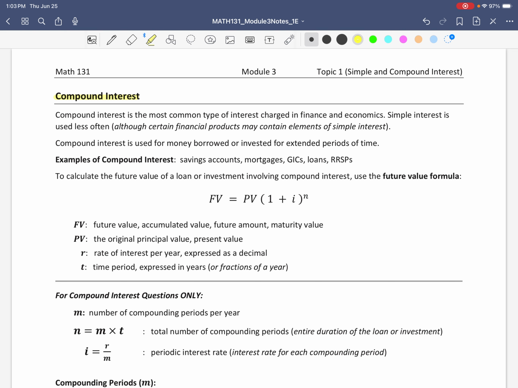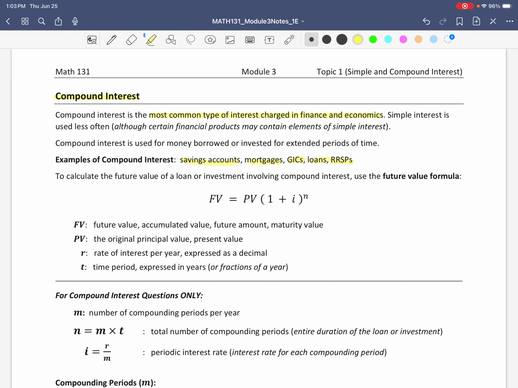Compound interest is the most common type of interest charged in finance and economics. Simple interest is used less often, although certain financial products may contain elements of simple interest. Compound interest is used for money borrowed or invested for extended periods of time. Some examples of compound interest include savings accounts, mortgages, GICs, loans, and RRSPs.